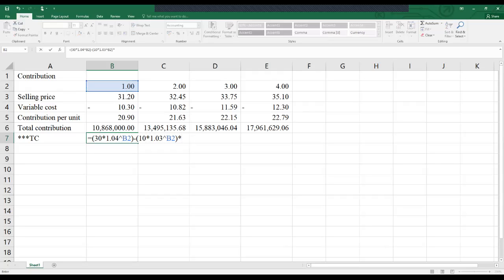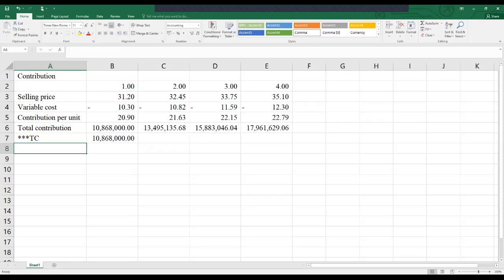I multiply this by the number of units. Don't forget the contribution needs to be in brackets, so open the bracket, close the bracket here, times the number of units, which in year 1 is 520,000. And you get the same.